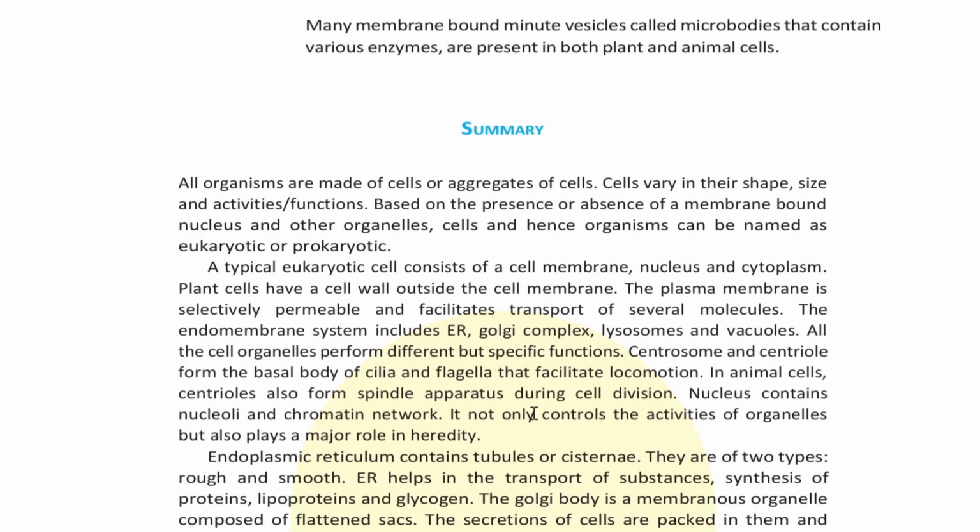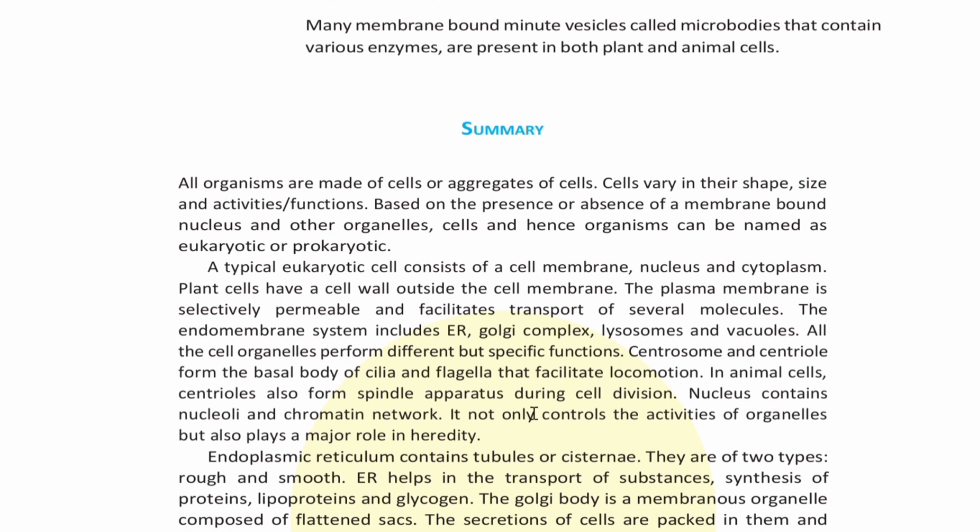Let us discuss the summary. All organisms are made up of cells or aggregates of cells. Cells vary in their shape, size and activities or functions. Based on the presence or absence of a membrane-bound nucleus and other organelles, cells and hence organisms can be named as eukaryotic or prokaryotic. A typical eukaryotic cell consists of a cell membrane, nucleus and cytoplasm. Plant cells have a cell wall outside the cell membrane. The plasma membrane is selectively permeable and facilitates transport of several molecules.